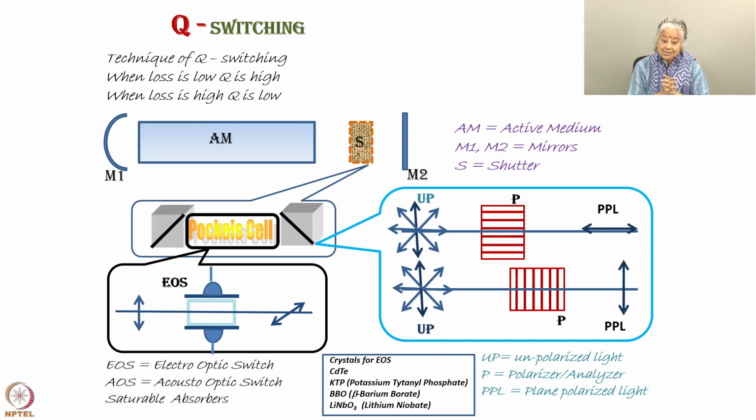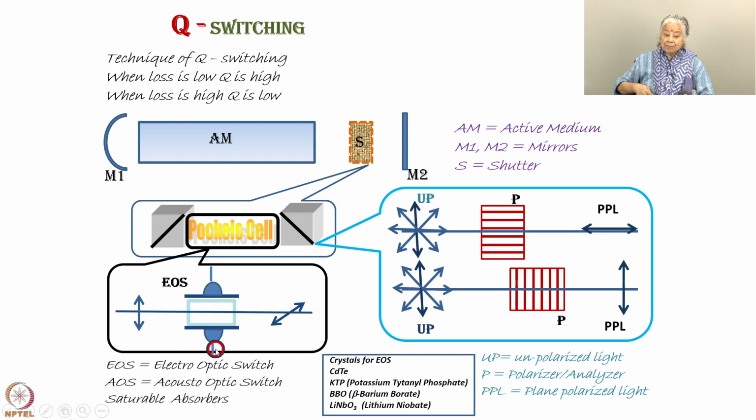Now, this Pockels cell is an electro-optic switch, EOS in short, which works something this way. You have a crystal, you apply a voltage, and you create an electric field. Once you create that electric field, one polarization is rotated: if it is perpendicular, it will become horizontal, and if it is horizontal, it will become perpendicular. So, it rotates the polarization by 90 degrees. Okay, that is the job of the electro-optic switch.